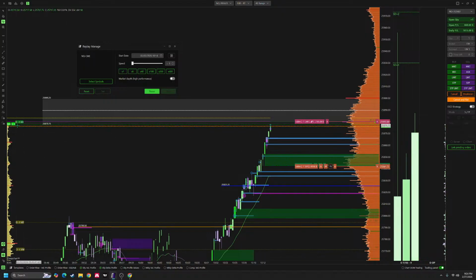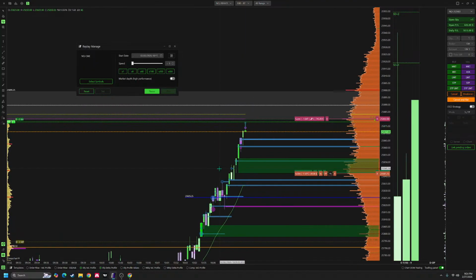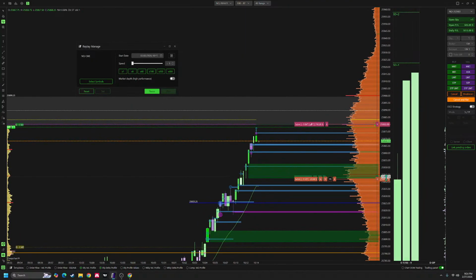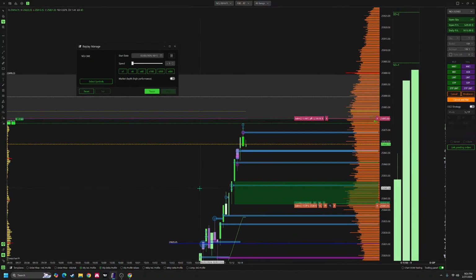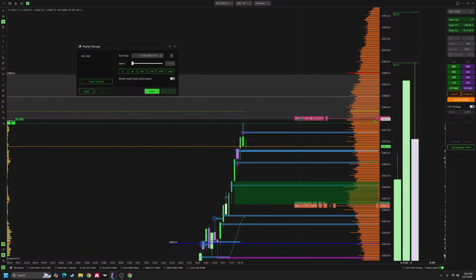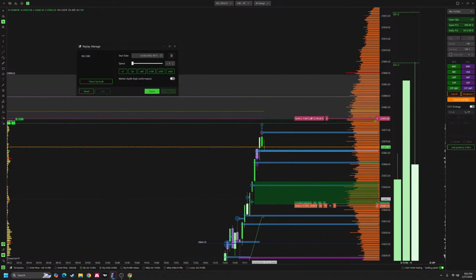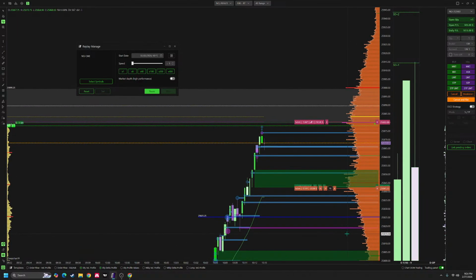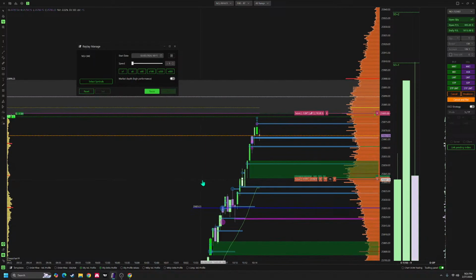So this is the -1 day value area high. Did I miss it by a tick? Look at that. Talk about precision. Look at that. I missed it by a few ticks. By like, I don't know, a few points, a few ticks. So we got a little bit of a bounce back there.